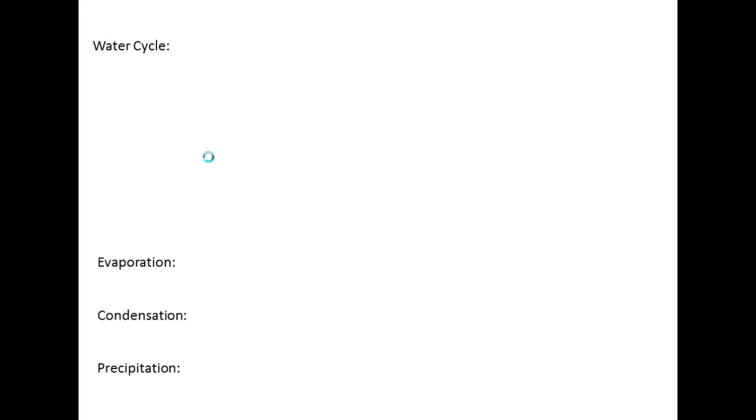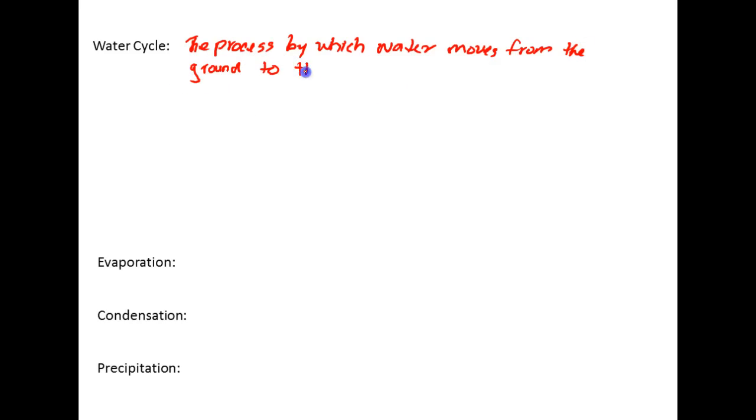The water cycle, by definition, is basically the process by which water moves from the ground to the atmosphere and back to the ground. And so it's a cycle. So imagine that you have a puddle. Okay, so this is your puddle.